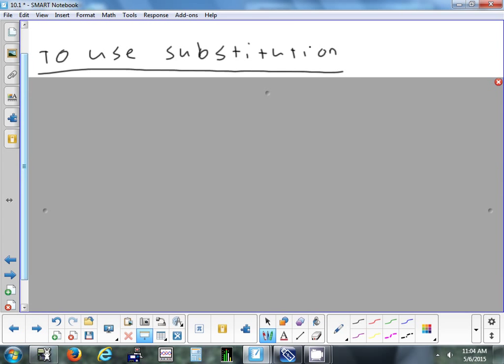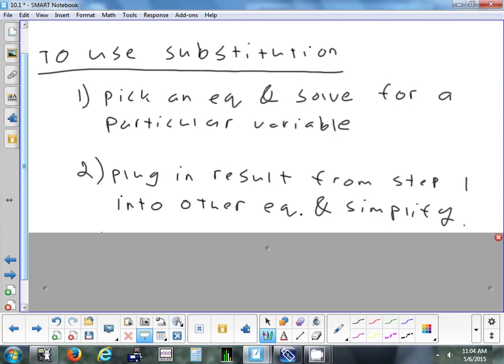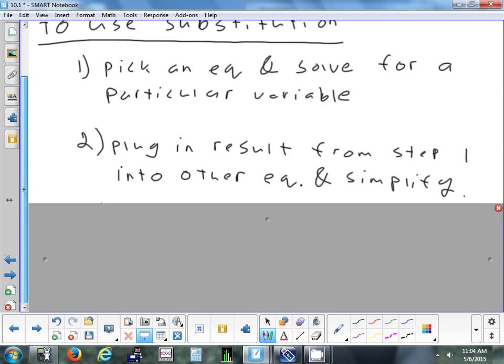Okay, it's basically 3 steps with substitution. Take one of your equations and solve it for one of its variables. So pick an equation, solve it for its variable. Take what you just solved for and plug that into the other equation. Once you simplify it, you should know one of your variables. So in our case, if you're solving for length and width, after step 2, you're going to know one of those things, either the length or the width.